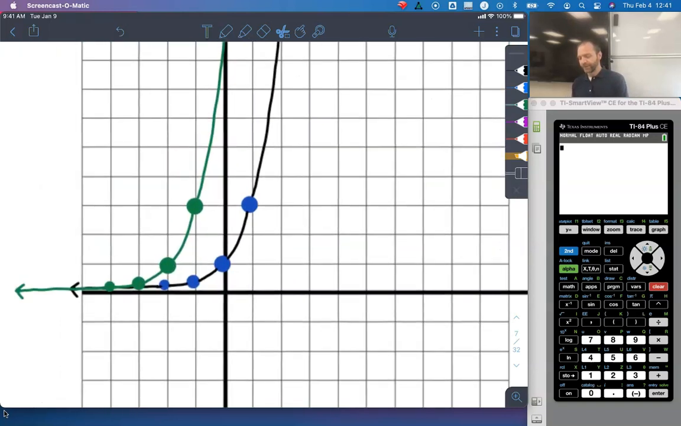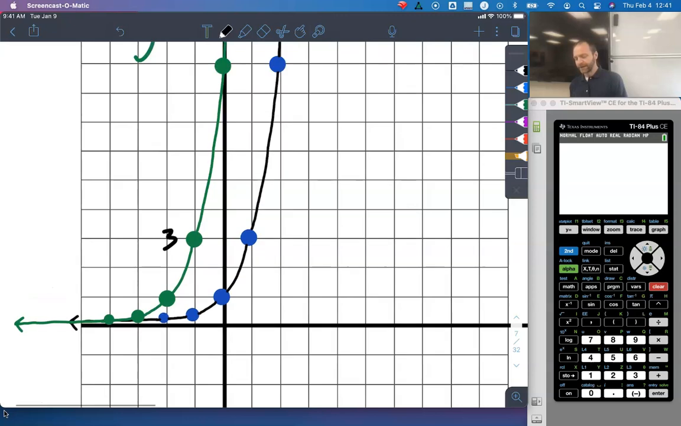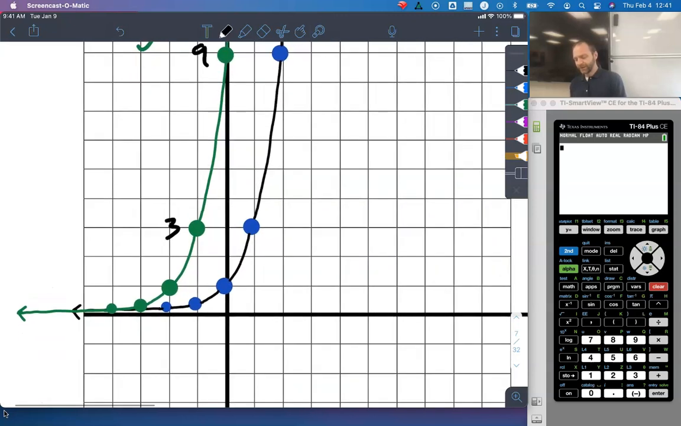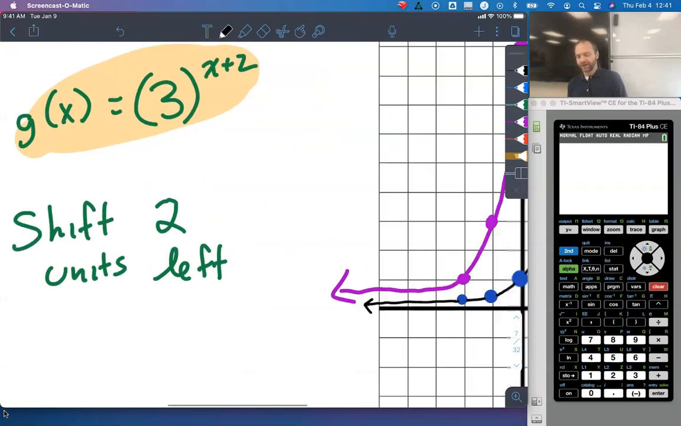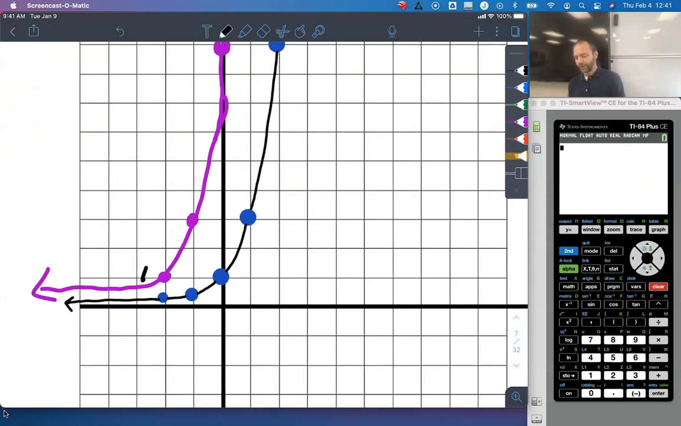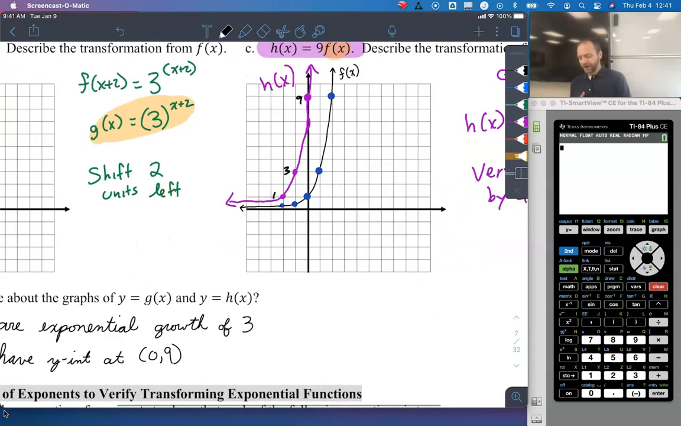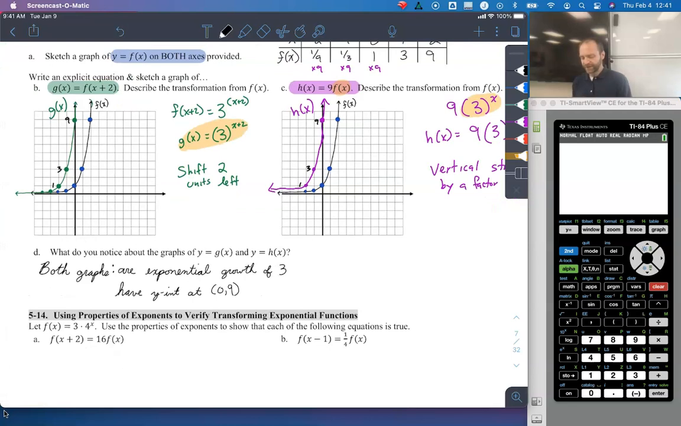But look at the green. This y is 3. The next one is 9. This y value is 1. 1 times 3 is 3. 3 times 3 is 9. I have an exponential growth factor of 3 there. If I look over here, it's the same. This is a 1 for a y, a 3 for a y, and a 9 for a y. That also has the same exponential growth factor. So in other words, both graphs are the exact same.